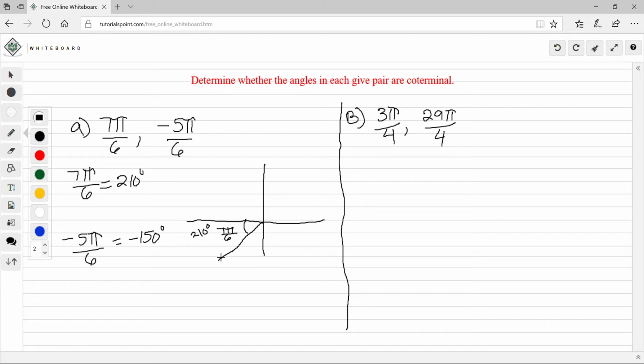Or what you can do is negative 150 plus 360. If you wanted a positive degree, you get 210 degrees, right? So instead of going the negative way, negative 150, you could have gone positive 210, this way, and they both meet at the same place. So yes, these angles are coterminal.